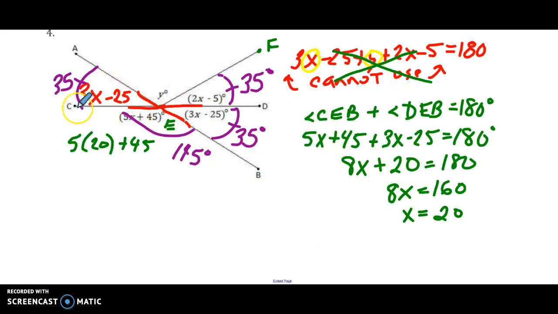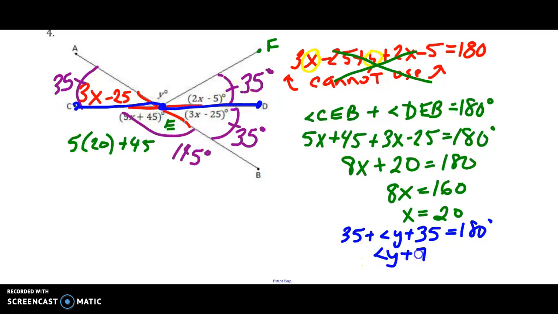Well, again, we have a line, CED, or a straight angle. So we have 35 plus angle y plus 35 equals 180. We have a straight angle, or angles at a point. I'm sorry, not angles at a point, angles forming a line. So that is angle y plus 70 equals 180. So we get that the measure of angle y is 110 degrees.